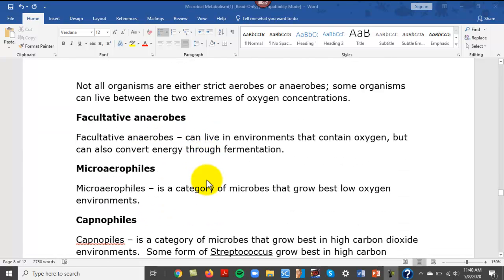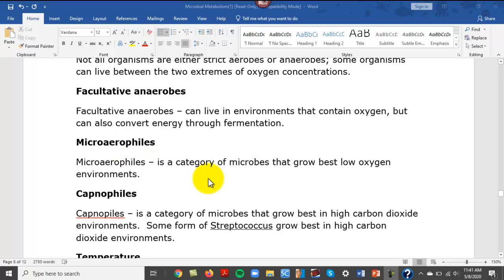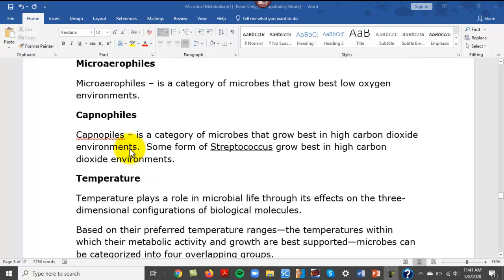Facultative anaerobes are like a switch hitter in baseball, people who can bat right and left-handed. They can use oxygen if it's there, or if it's not there, then they can produce energy through fermentation. A lot of the microbes in our gut, in our intestines, are obligate or facultative anaerobes. Microaerophiles are organisms that can survive low oxygen environments, so they're not obligate aerobes. Capnophiles are ones that grow well in high carbon dioxide environments.